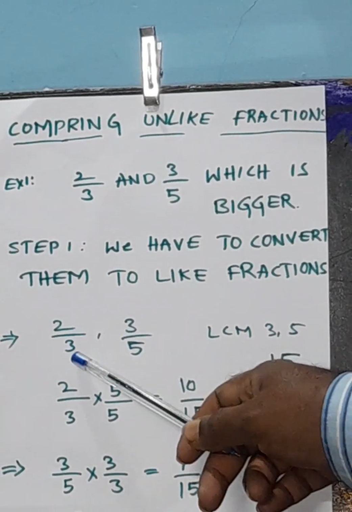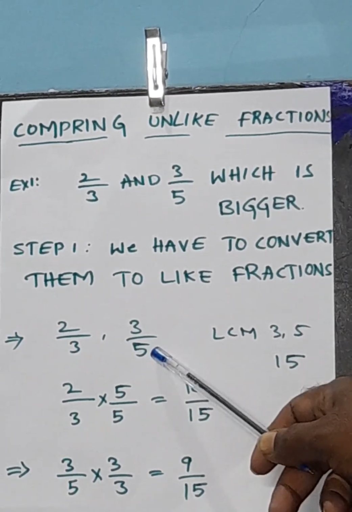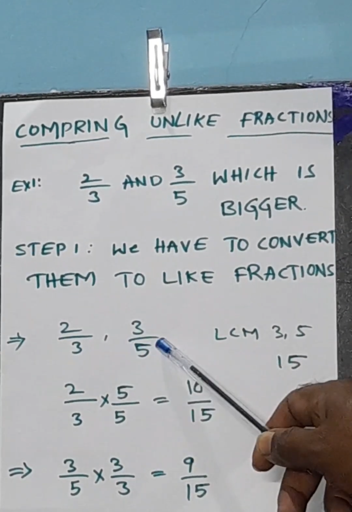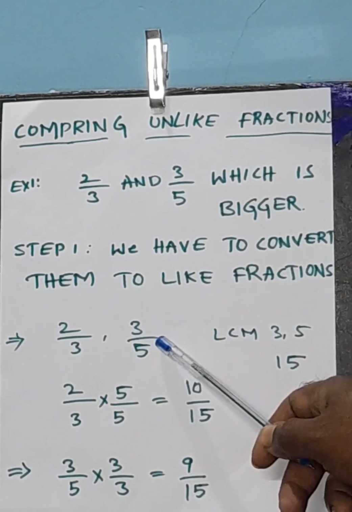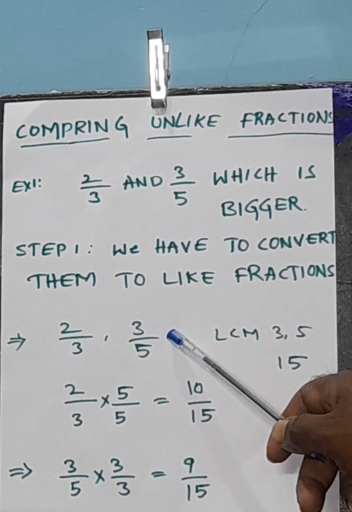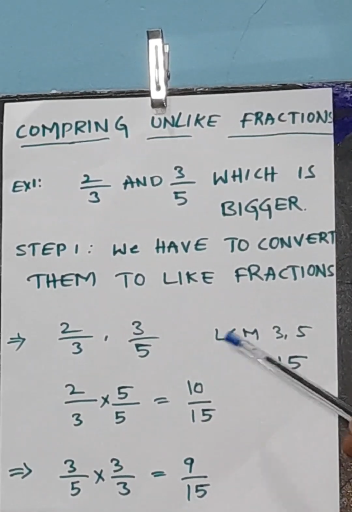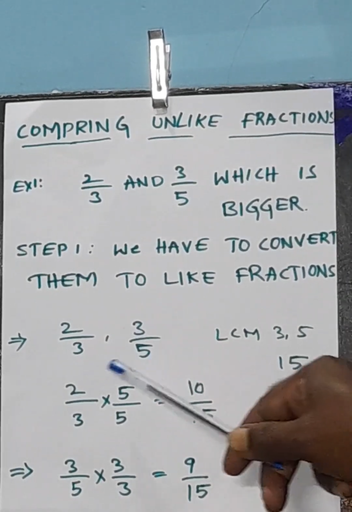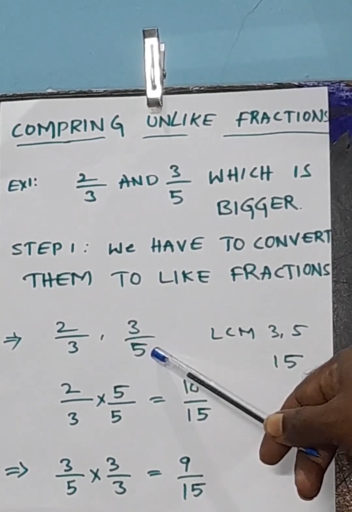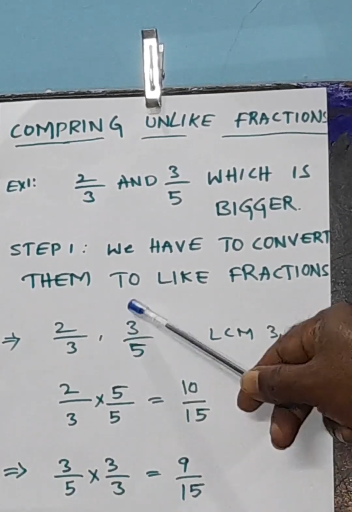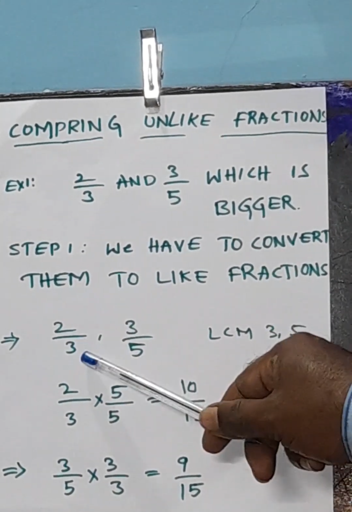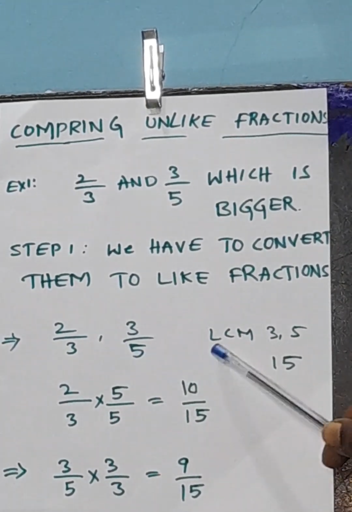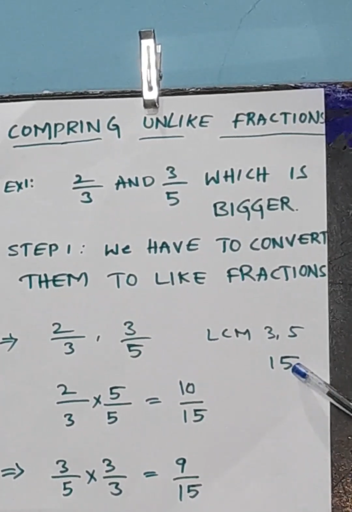So in this example, 2 by 3 and 3 by 5, these two fractions. First we need to find which one is the bigger one. In our previous lessons we learned how to find the LCM of numbers. So here, first of all, we need to find the LCM of these denominators, then it will convert into like fractions. See here, 2 by 3 and 3 by 5, the denominators are 3 and 5. The LCM of 3 and 5 is 15.